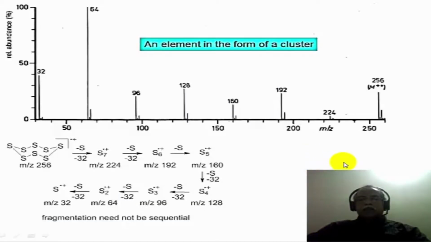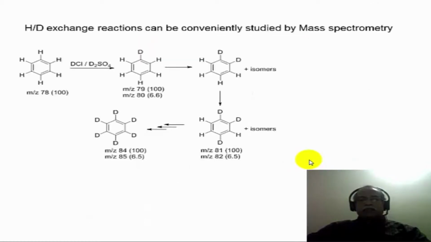Mass spectrometry is a very powerful tool to identify substitution patterns, particularly if the substitution is by a higher isotope of that element. Let us consider this reaction. Here deuterium is substituting the hydrogens in benzene, all the way up to benzene-D6. The most convenient way to follow this reaction is mass spectrometry, because with the incorporation of every deuterium, the mass of the resulting molecule changes from the parent molecule.